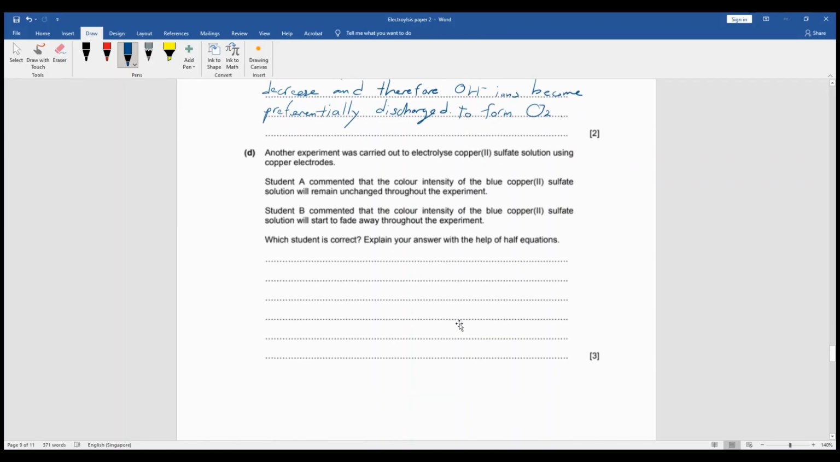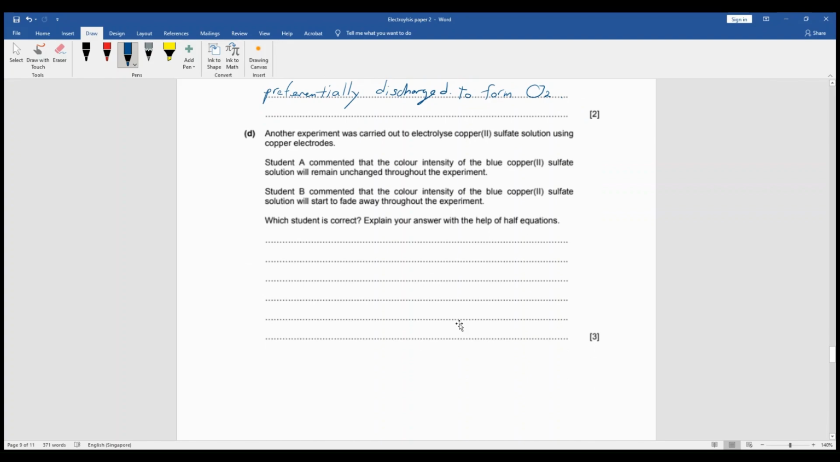Another experiment was carried out to electrolyze copper 2 sulfate solution using copper electrode, and this is copper plating. Student A commented the color density will remain unchanged. Yes, that's true because the copper 2 sulfate will be taken from the copper. Okay, student A is correct.